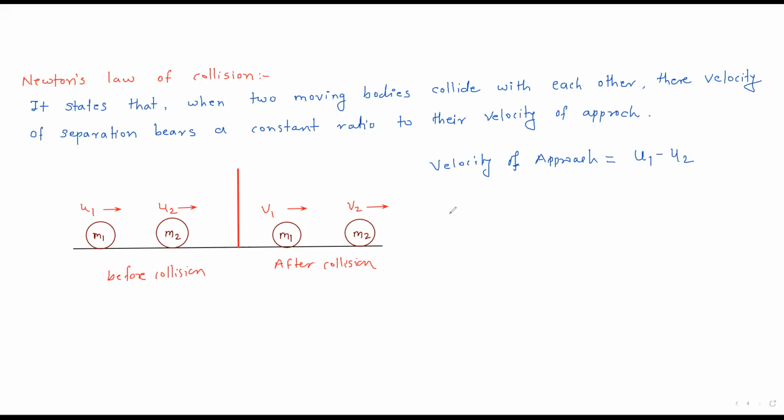Okay. Then what is the velocity of separation? Velocity of separation. So same way, the velocity of separation will be V2 minus V1. So why is it V2 minus V1?